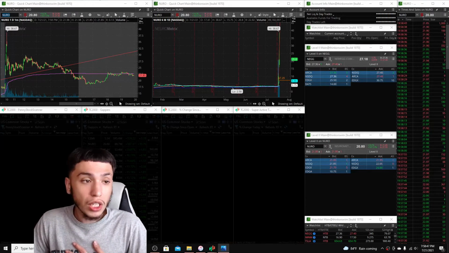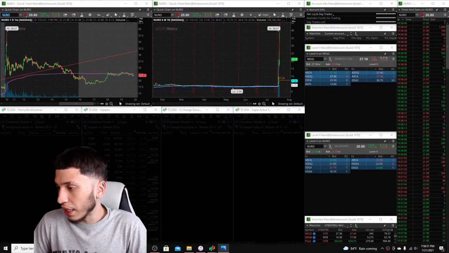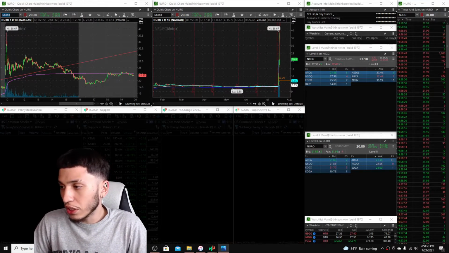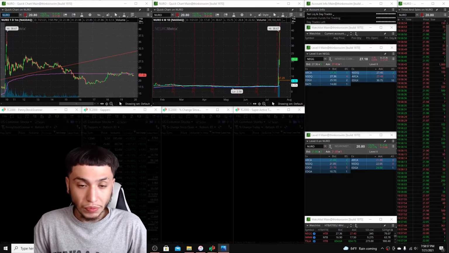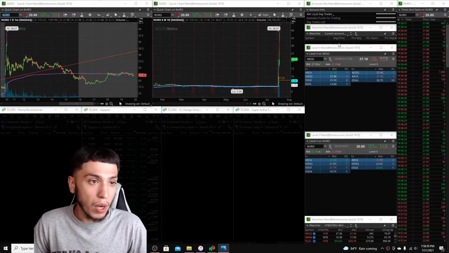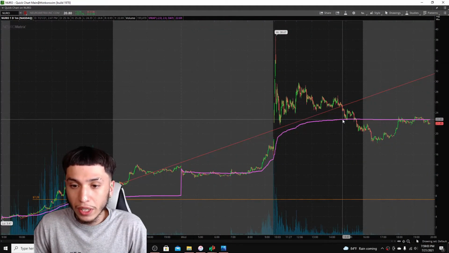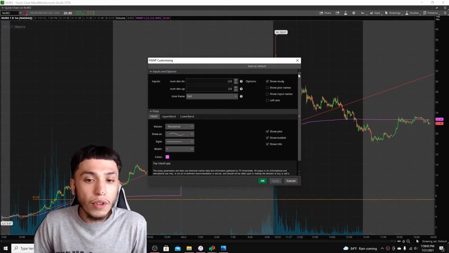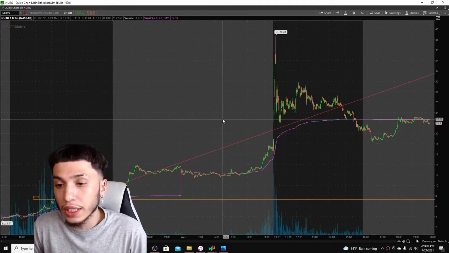What I'm going to be talking about are oscillators, okay? That's what I like to use right now. So what I recommend to use is the VWAP, okay? The VWAP is right here. This is what a VWAP is. The VWAP is a very good indicator. It can show you bounce plays, it can show you resistance, and all this and that.